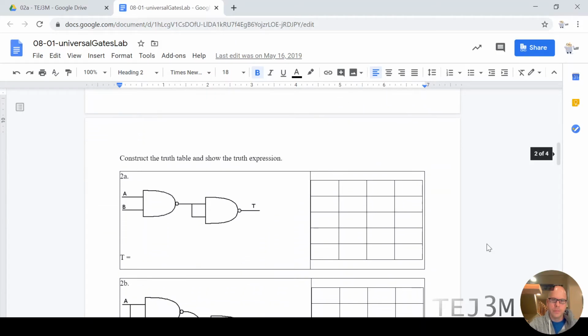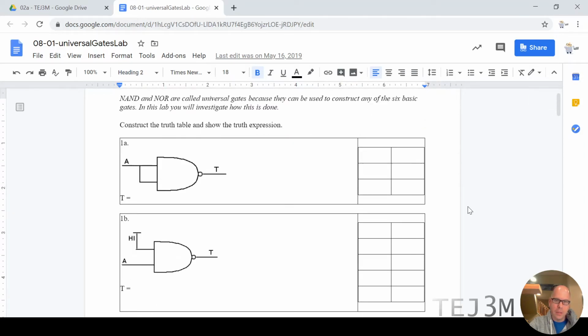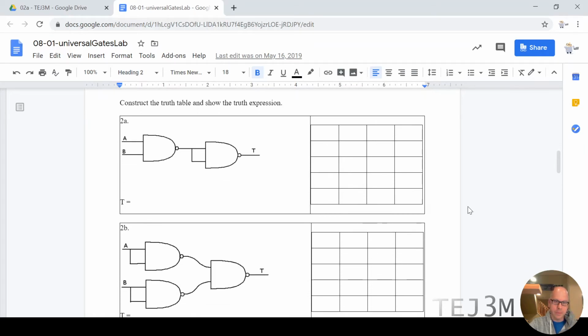Page 2 says construct a truth table, show the truth expression. So page 2 is taking what you've done on page 1 and combining it. So you'll notice that the second gate in 2A is a circuit from the first page. It's 1A. So 1A is the second part of 2A. Keep that in mind because that's going to be important later on.